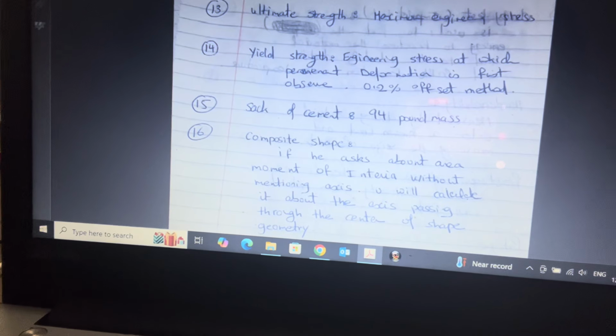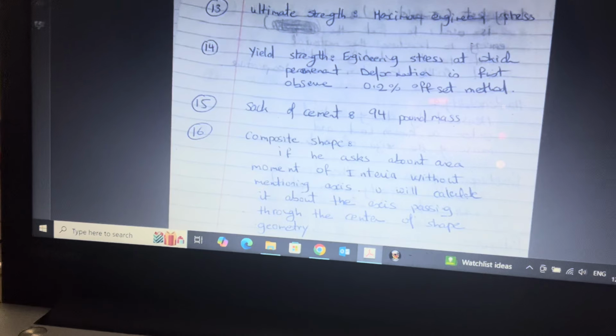Ultimate strength is the maximum engineering stress, while yield strength is the engineering stress at which permanent deformation is first observed, and it's the 0.2% offset. It can be calculated by the 0.2% offset method. A sack of cement is equal to 94 pound mass.